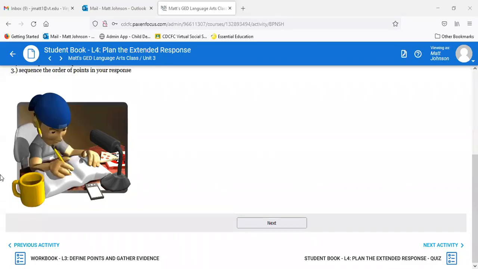Okay, and so continuing with learning how to build that extended response. So today, unit 3, lesson 4, plan extended response. And this is going to feel familiar from lesson 3 that we did. It's sort of expounding on that idea of once you pick the points you're going to talk about, organizing them into your paragraph, sort of from most important to least important. We're going to discuss things like that today.